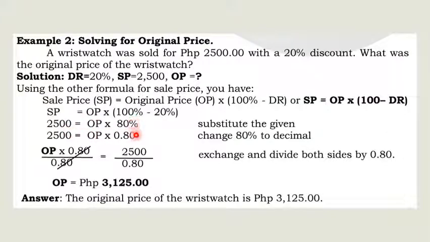So, ngayon, yung 80% ko-convert natin into decimal. So, move lang tayo ng 2 places to the left para maging decimal siya. So, magiging 80 hundredths. So, para matanggal yung 80 hundredths dito, di-divide natin both sides by 80 hundredths. So, kaya makuha natin dyan, 2,500 divided by 80 hundredths is 3,125 pesos. So therefore, the original price of the wristwatch is 3,125 pesos.